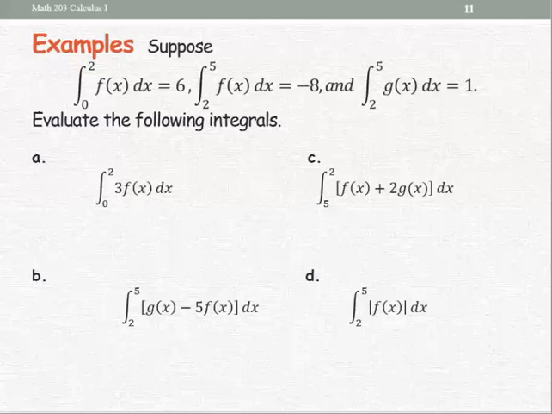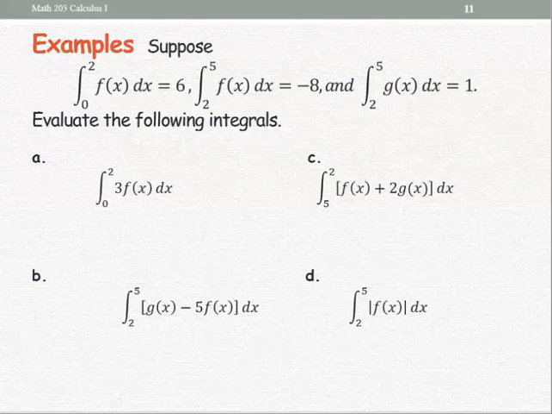Examples. Suppose the definite integral from 0 to 2 of the function f with respect to x equals 6. The definite integral from 2 to 5 of the function f of x with respect to x equals negative 8. And the definite integral from 2 to 5 of the function g with respect to x equals 1. We're going to evaluate the following integrals.